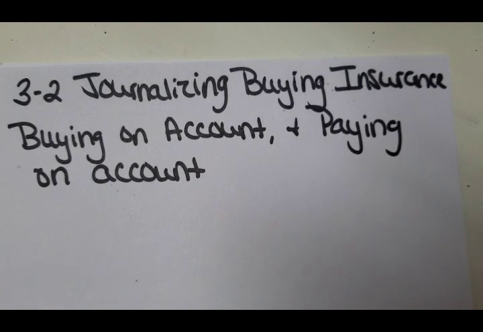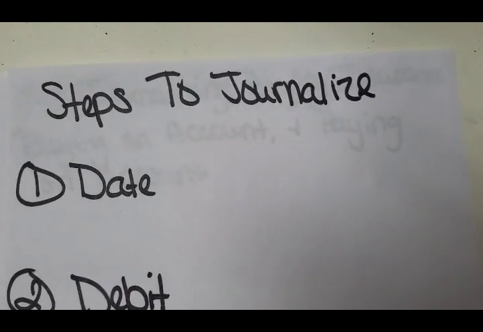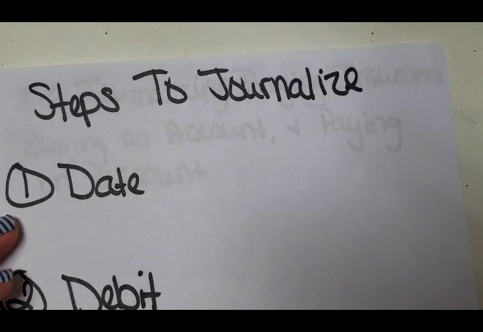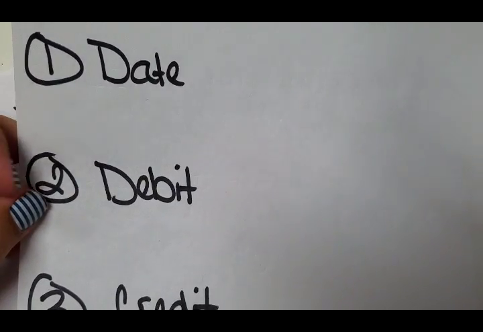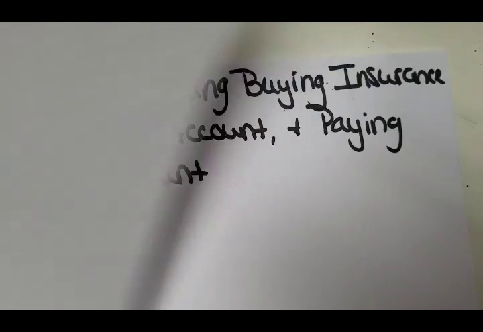In Lesson 1, we learned what the journal was and that we are going to be journalizing, and we talked about the 5 steps every time you journalize. These have not changed. First, we will record the date. We will record the debit amount, the credit amount, and finally the source document.